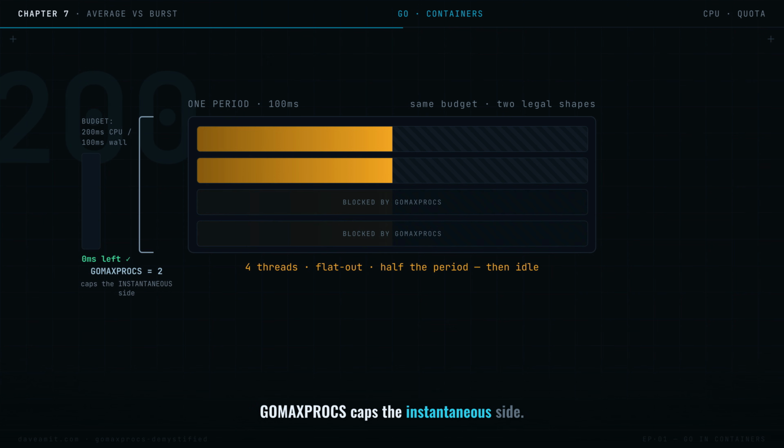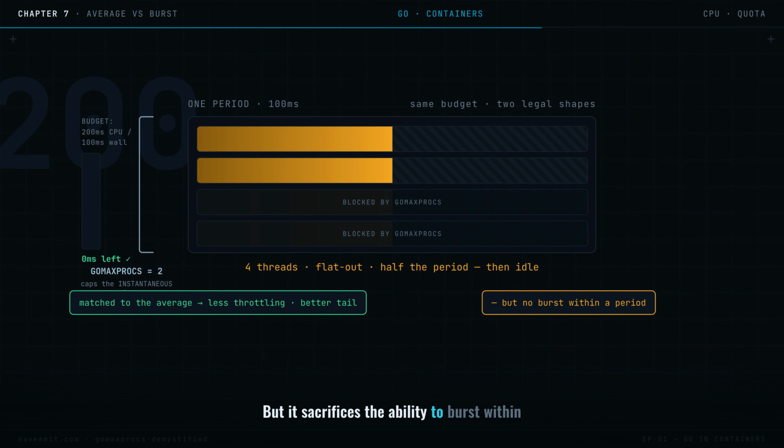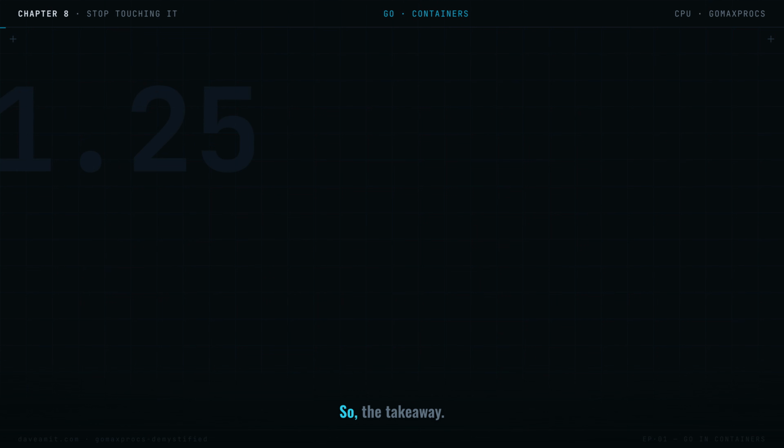GOMAXPROCS caps the instantaneous side, so matching it to the quota's average reduces kernel throttling and usually helps tail latency, but it sacrifices the ability to burst within a period. Which means for a bursty latency-sensitive service, the default's round up, or Uber's round down, might be wrong. And the only honest answer is to benchmark. Theory loses to a wrk2 run every time.